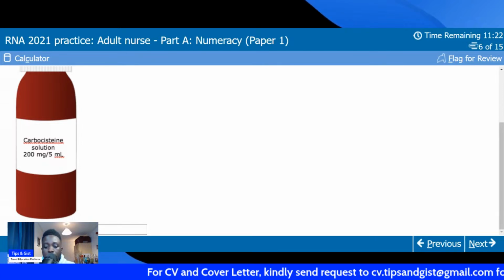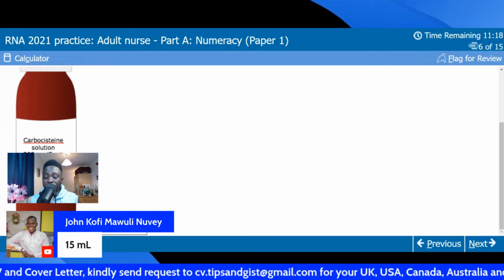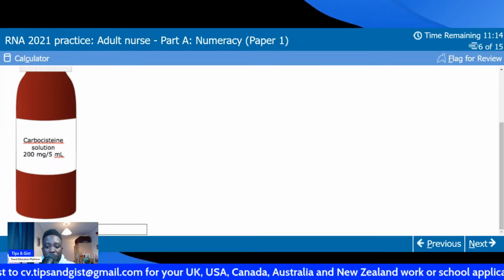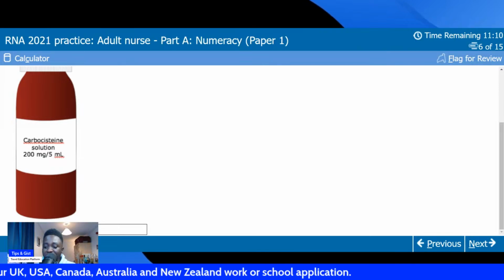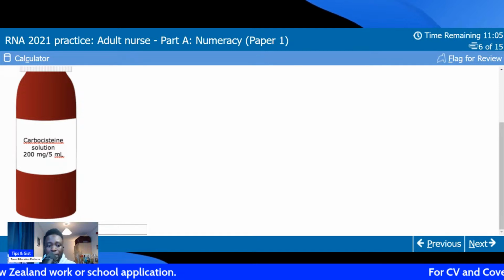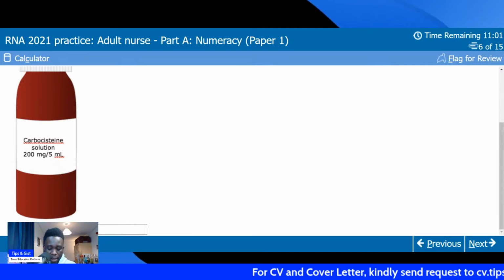Why 15 mils? John says 15 mils. So you see, this is where the trick is. I believe that it should be 25 mils. Why are you guys saying 15 mils? All right, so let us do our simple calculation over here.